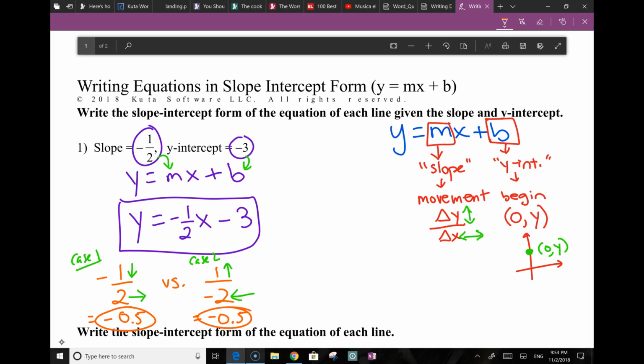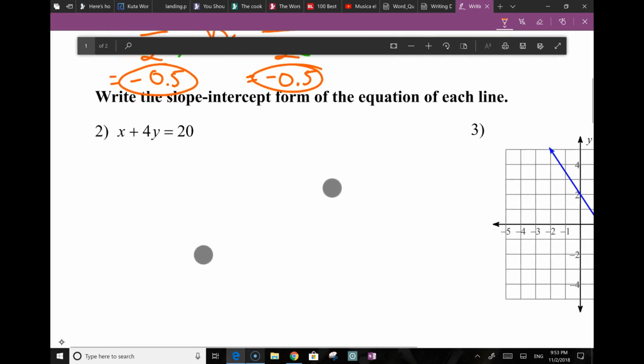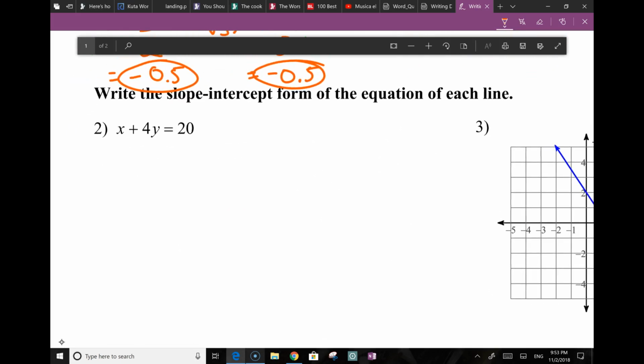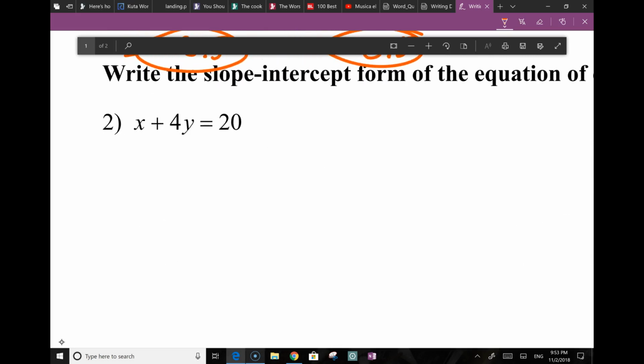Okay, all right, let's go ahead and move on. Number 2, write the slope-intercept form of the equation of each line. Well, there's only one such equation that we have to work with here. So again, the key being our focus is slope-intercept form. And so what we want to do is eventually get this to be in this form.